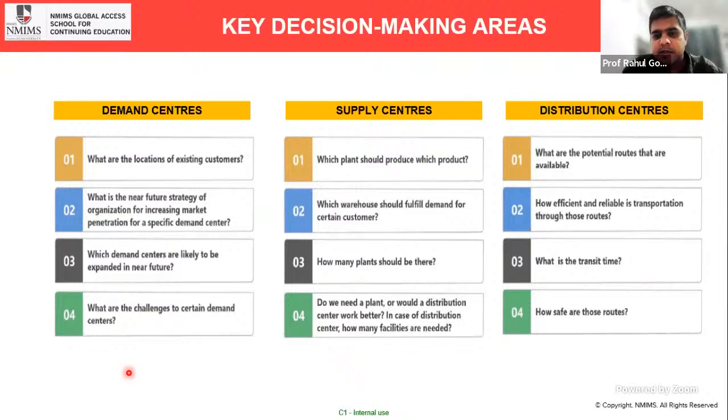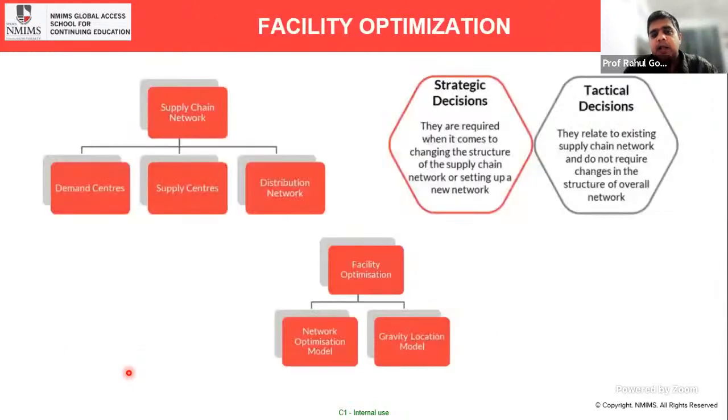and a very different set of skills and experience, right? So when we talk about facility optimization, like I said, one is to first be able to decide on the right location to set up a factory, to set up a warehouse. And there we talk about 2 different models. One is the network optimization model and the other is the gravity location model, and these 2 models help us identify the right location where your facility should be set up.